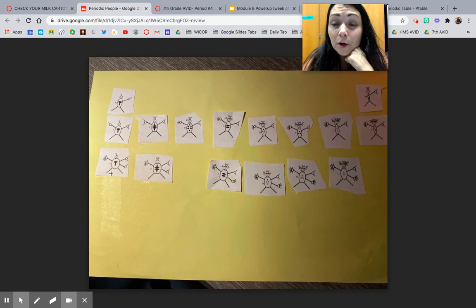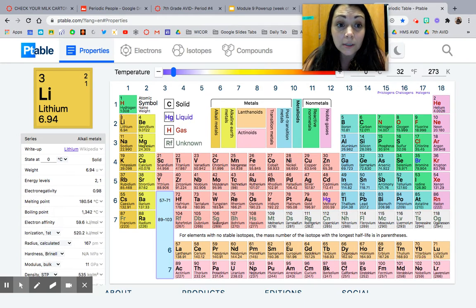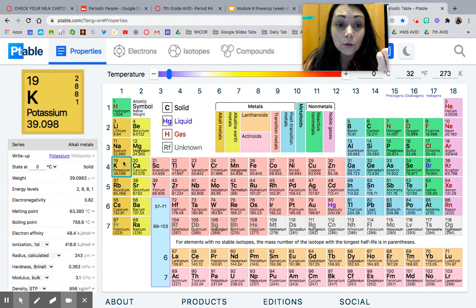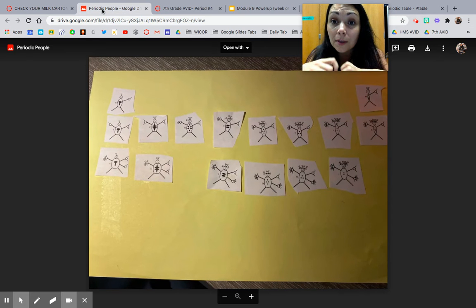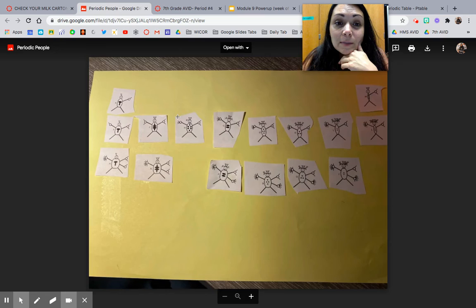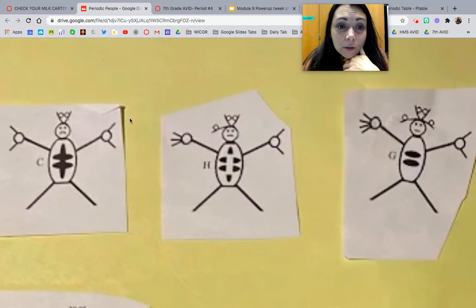The bodies get bigger because as you go down the periodic table, you end up increasing your atomic number. So as you increase your atomic number, you're increasing your protons, neutrons, electrons. So you're adding more marbles to the bag. The more marbles you have in the bag, the heavier the bag is. So that's why the periodic bodies get thicker as you go down, because those atoms are bigger. And then last but not least, if I can zoom in, you guys can see the headdresses or like the headbands.